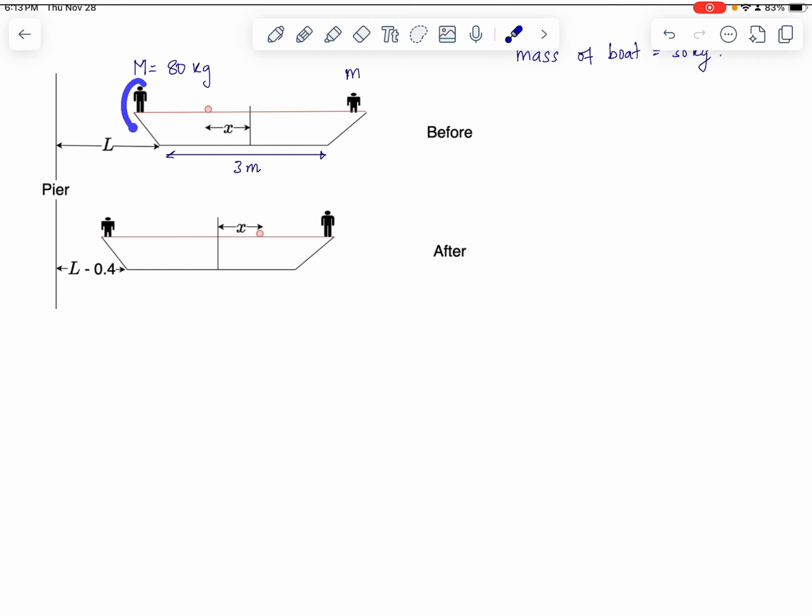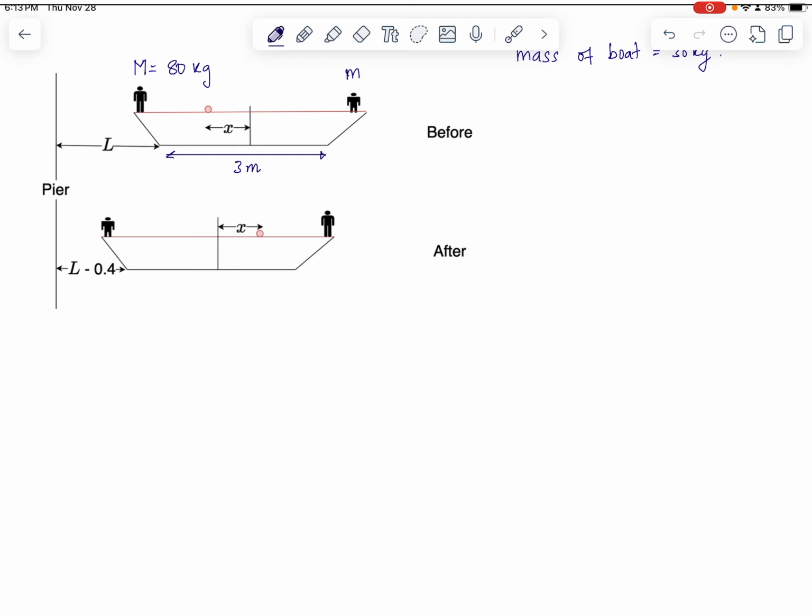And there is a man with a mass of 80 kilograms sitting at one end of the boat, and there's a girl, whose mass is yet to be determined, sitting at the other end of the boat. And the length of the boat is about 3 meters, right? So when the man and the girl exchange positions, that is the man goes here, the girl goes there, the boat moves by 40 centimeters, that is 0.4 meters. So we have to use this information to find the mass of the girl.